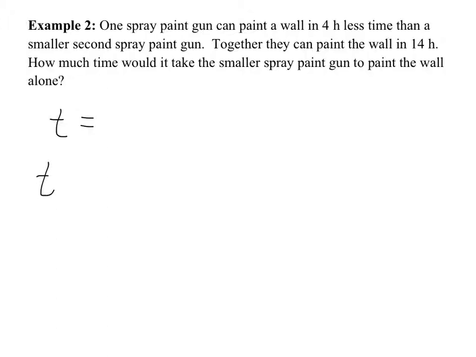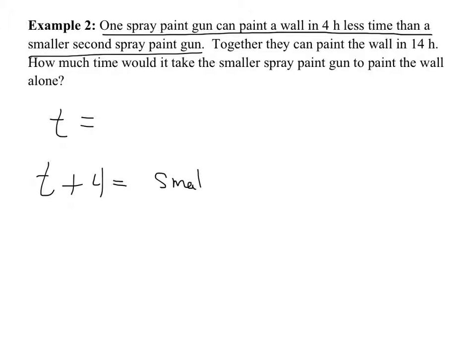Actually, let me think. Let's make that T plus 4. Why am I going to make that T plus 4? Because you have to add 4 hours. If I call that other one T, I'm going to have T minus 4. I'd always rather work with addition than subtraction, so it makes sense to use addition instead. So in this case, it says one spray paint gun can paint a wall 4 hours less time than the smaller spray paint gun. So the smaller spray paint gun takes 4 more hours. So smaller gun time.